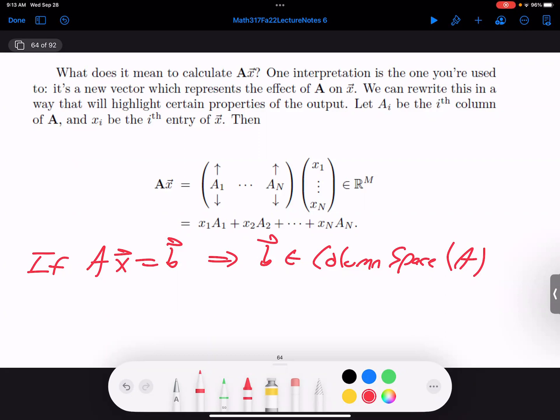Does anybody remember the spaces? There's the column space, row space, null space. I think there's the left null space and the right null space. The null space is the vectors that are killed by the matrix. And those are very important to study as well.